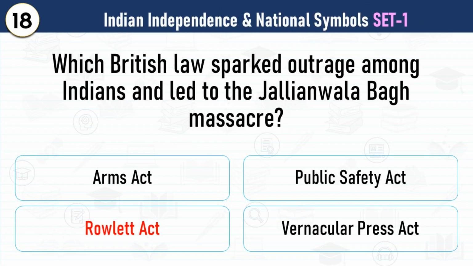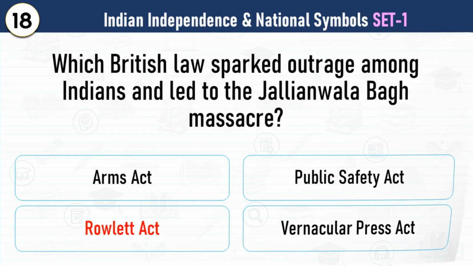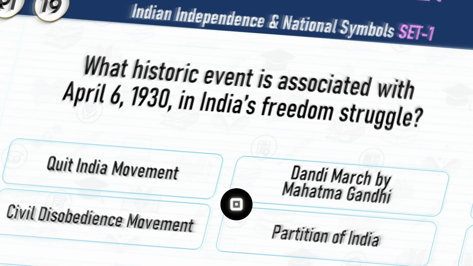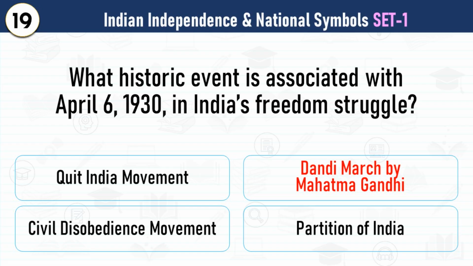Correct answer is Rowlatt Act sparked outrage among Indians and led to the Jallianwala Bagh massacre. Question number 19. What historic event is associated with April 6, 1930 in India's freedom struggle? Correct answer is Dandi March by Mahatma Gandhi is associated with April 6, 1930 in India's freedom struggle.